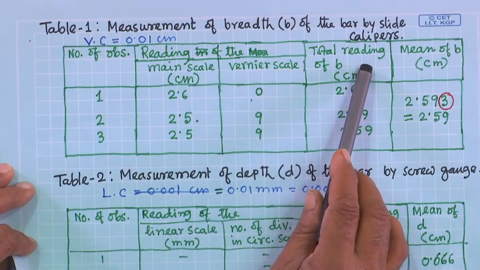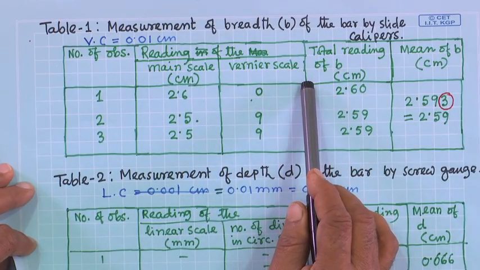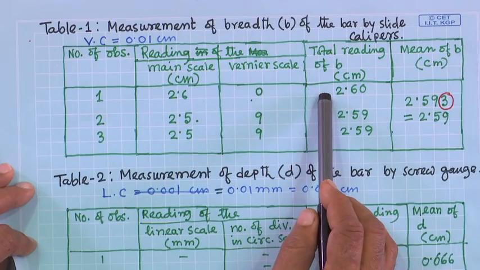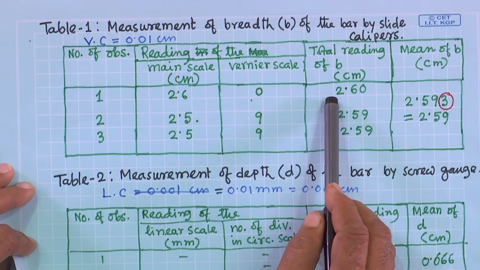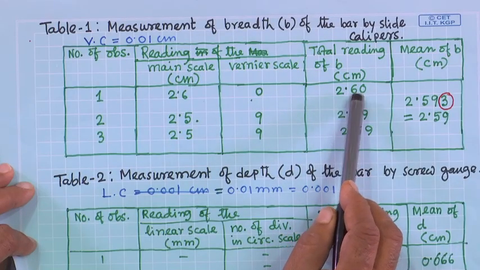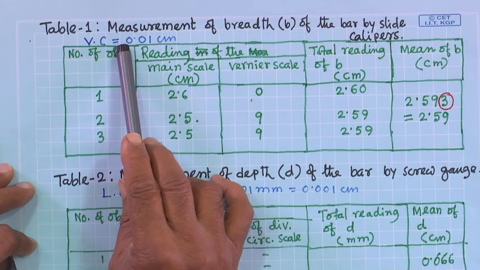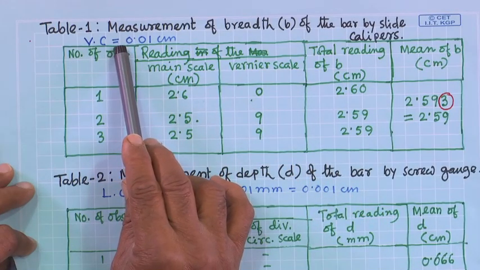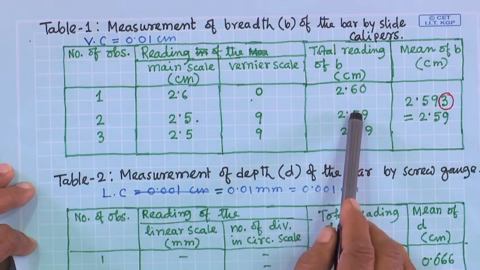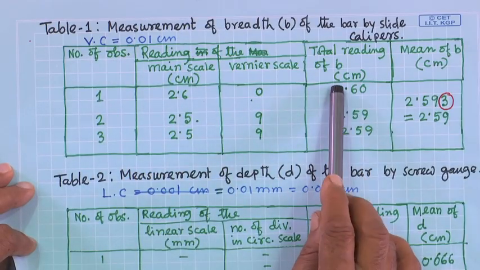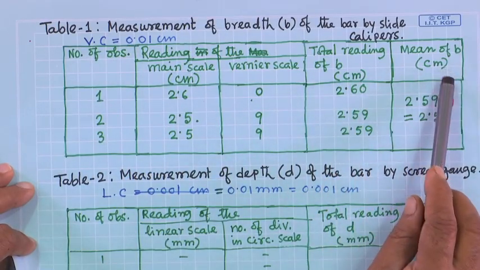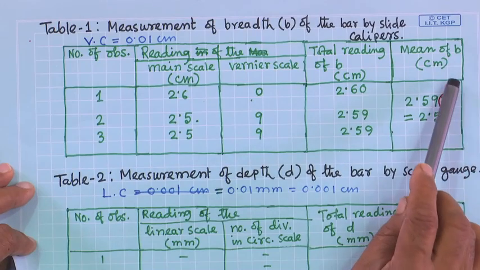Then the total reading of B means main scale reading plus vernier scale reading into the vernier constant. So, the vernier constant should be available here. You write the total reading of B, and then you find out the mean value of B.